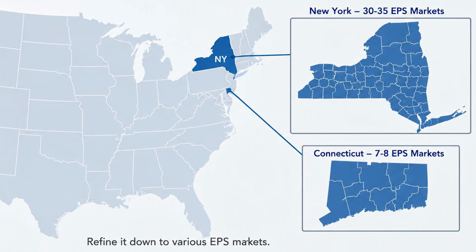There are 50 states in the country, and via College Board Search and other organizations, they have what are known as EPS markets. As a result, each state is divided up into smaller subsections. Some states are huge, like there are 30, 35 different EPS markets in the state of New York. In Connecticut, there are 7 or 8. So you can refine it down to various EPS markets, or you can go zip code by zip code by zip code if you so choose.